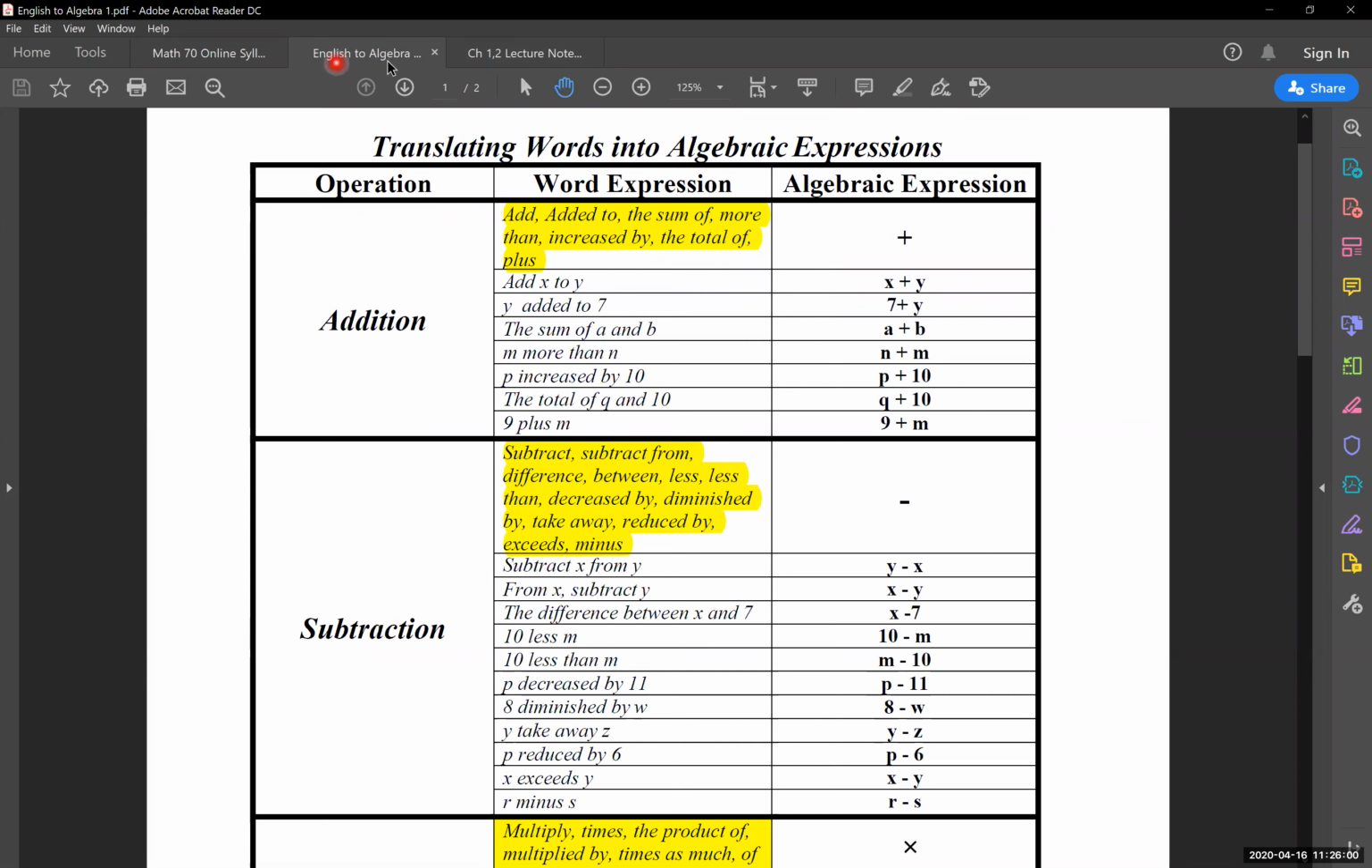So again, this English to Algebra 1 document, you guys can go and view this, download this, print it out, whatever you need to. I give this to my Math 62 up through Math 97 students every single quarter. And it's very, very useful. Because translating English into algebra is not the most intuitive thing to do in the world.